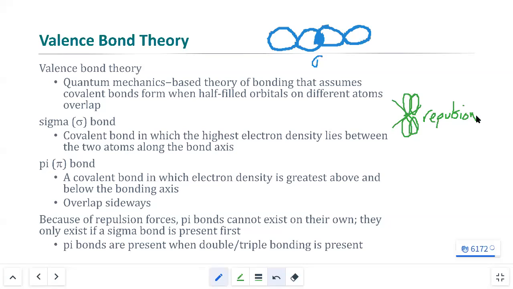The same thing is true in these p orbitals. They've got a nucleus in the middle. That nucleus is full of positive charge, and those positive charges don't want to get that close to each other. Repulsion pulls those apart. So we do have some overlap above and below, but they can't get nearly as close to each other as in a sigma bond. So the overlap is not as easy.